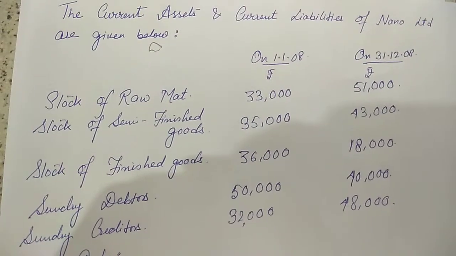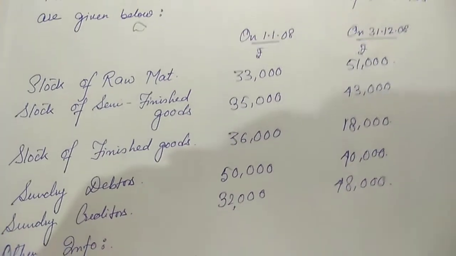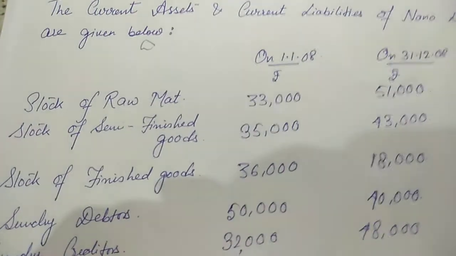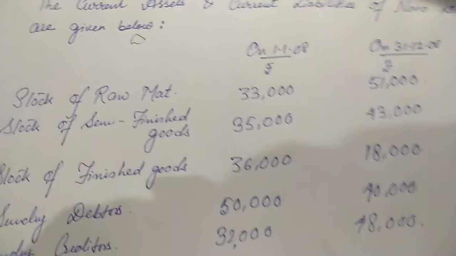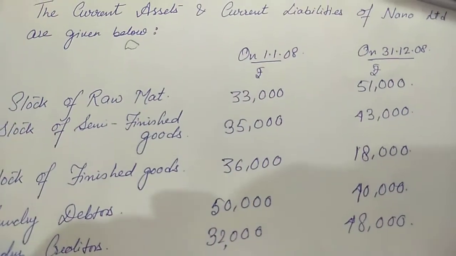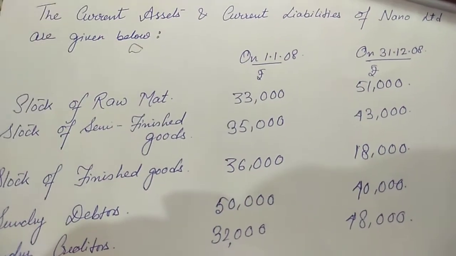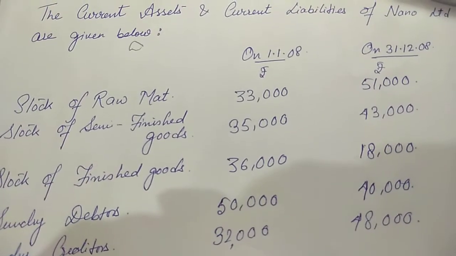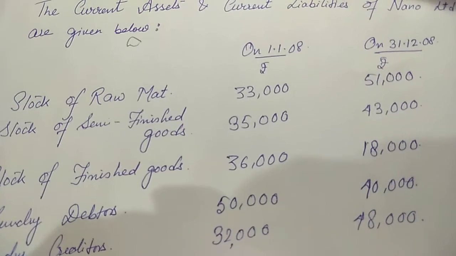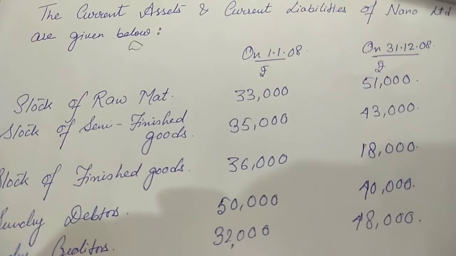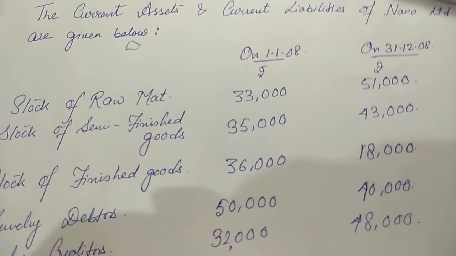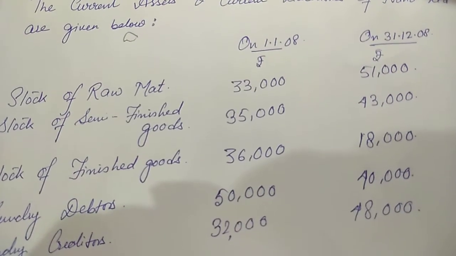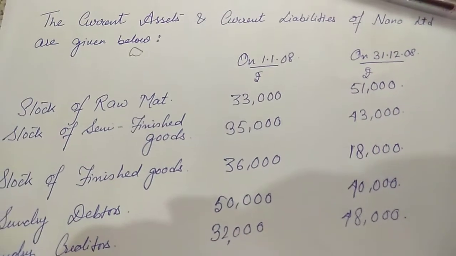Today's class will be solving a sum to find out operating cycle. In the last video, we discussed what is operating cycle. Operating cycle is a vicious circle that starts from cash. You purchase raw material. From raw material you produce finished goods. That finished goods gets converted to either debtors or cash directly, and when we collect cash from debtors, it gets converted to cash again. So this is a vicious circle that goes on.